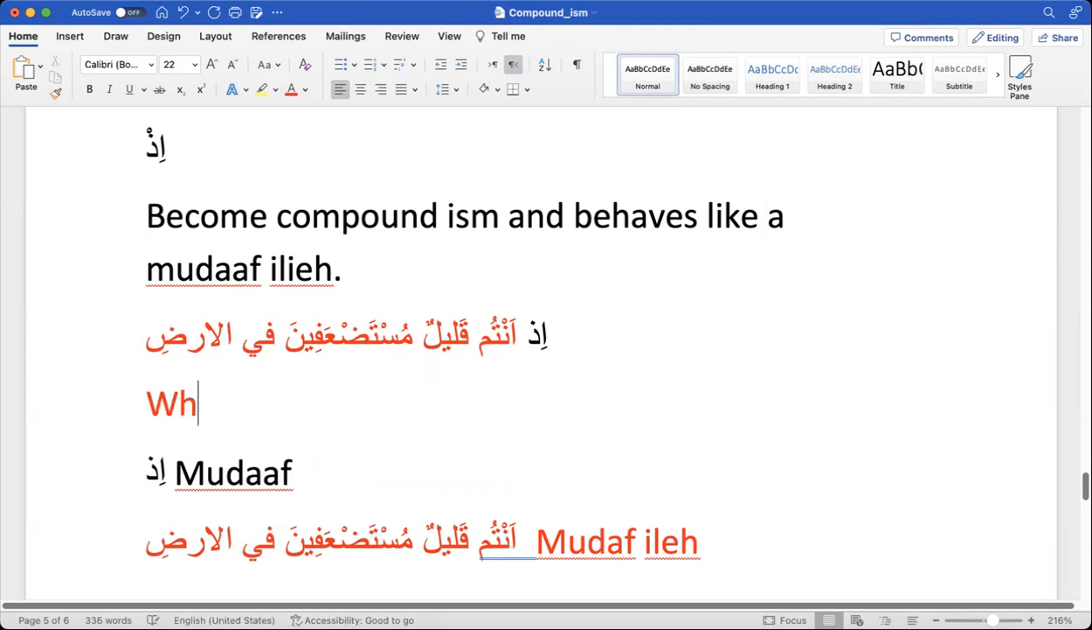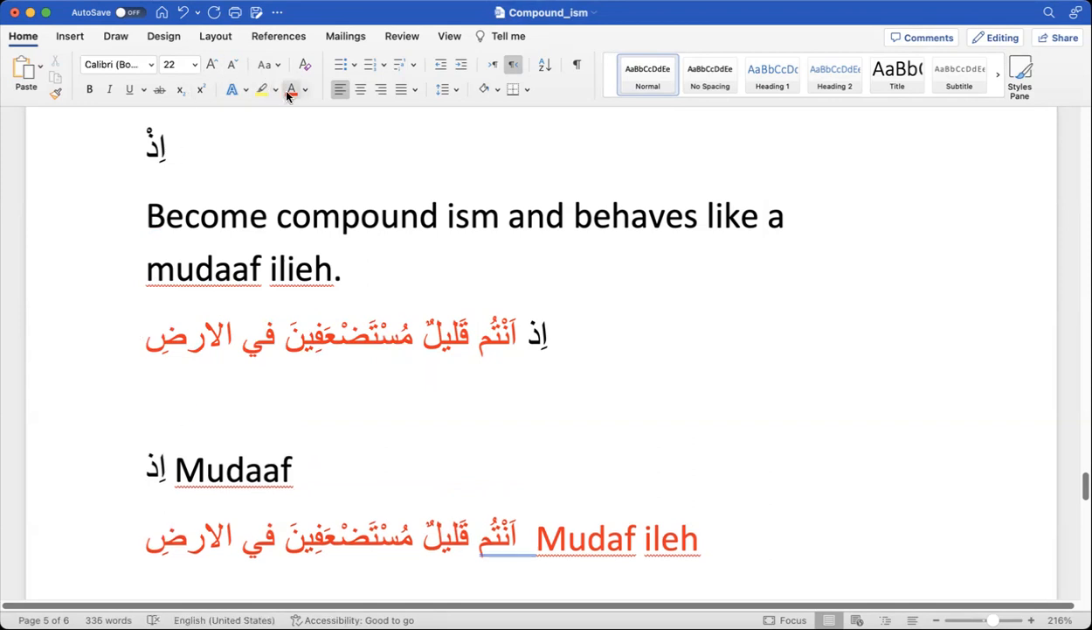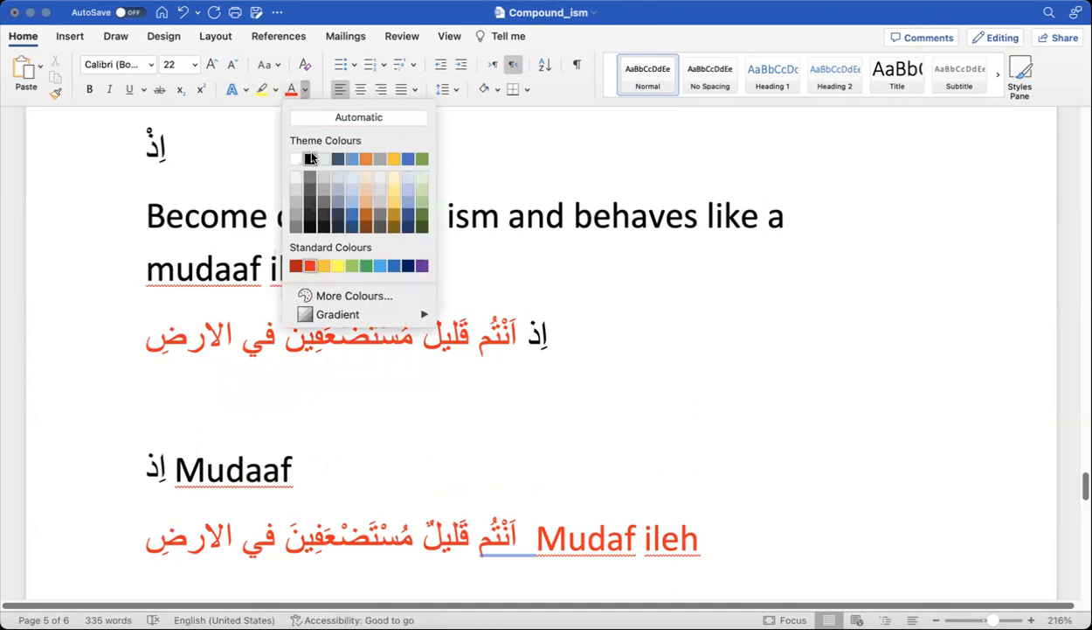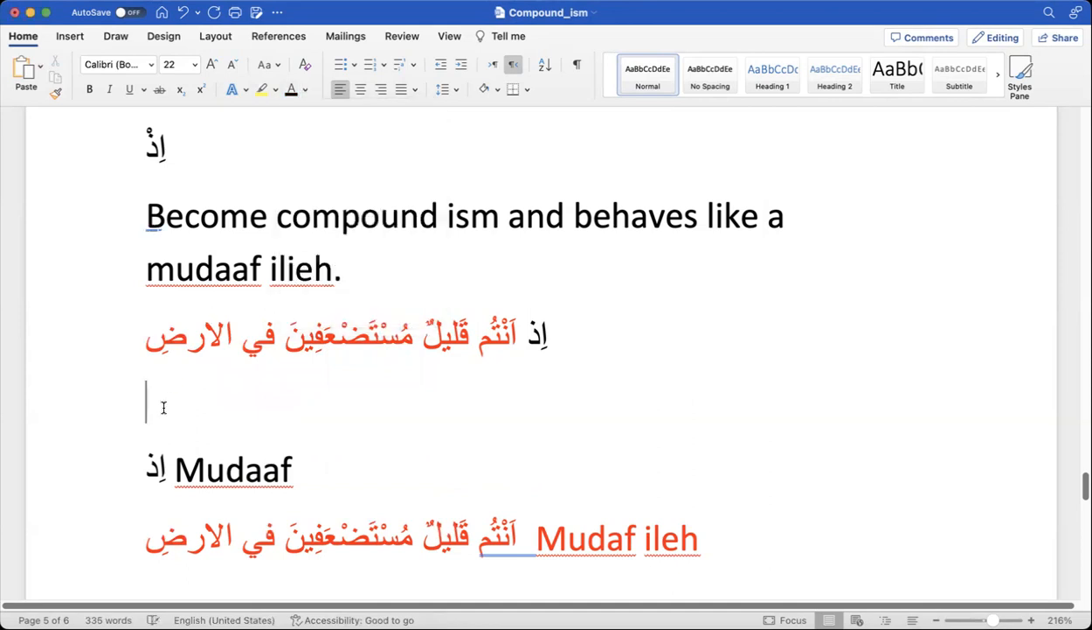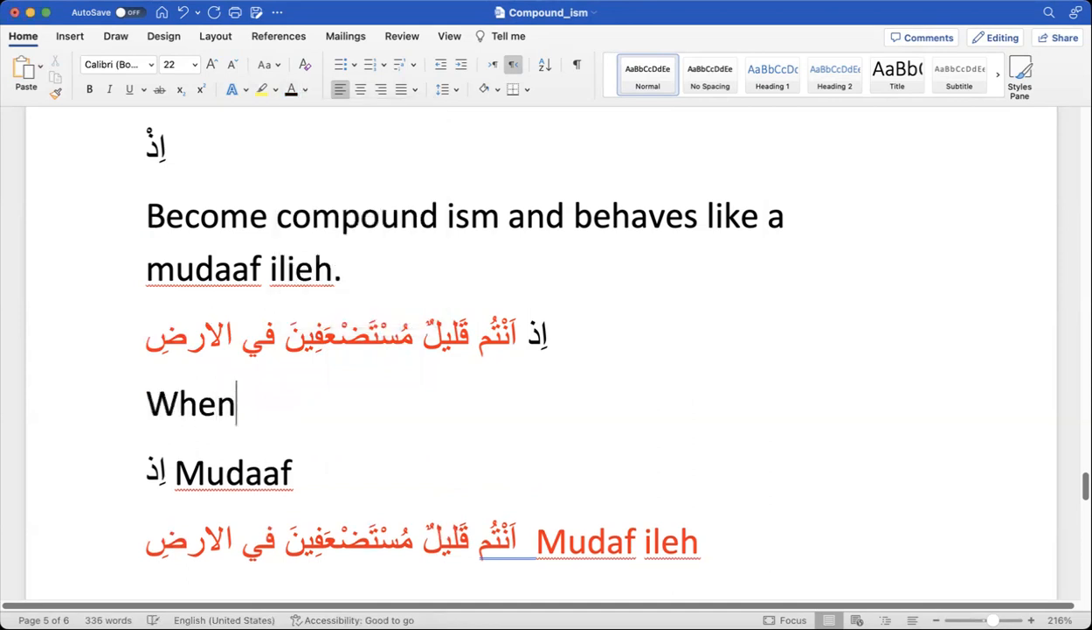So you start with "when," okay. When you all were... where? Because "kuntum" creates the past tense meaning. So, when you all were small — "qalilun" means small in number, or less in number.